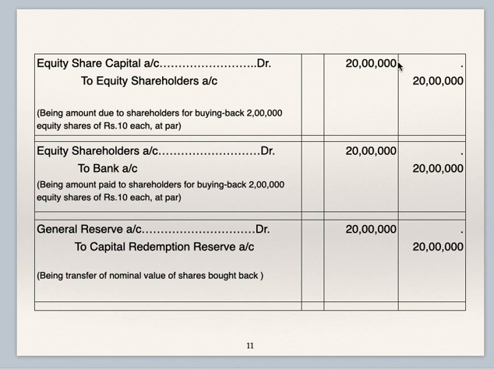You have debited equity capital with 20 lakhs, which is to be transferred to capital redemption reserve account out of general reserve. General reserve account debit to capital redemption reserve account 20 lakhs. This is nothing but transferring nominal value of shares bought back.